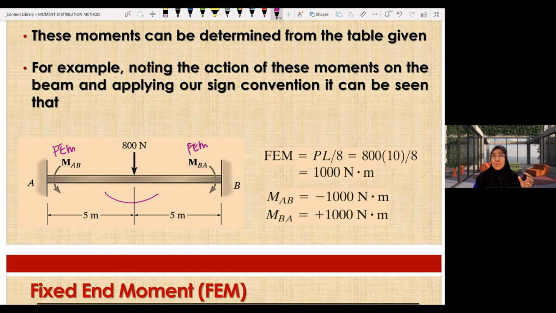Now what we need to do, FEM for AB, we have to compare with the sign convention. Remember, we set the sign convention clockwise is positive. So now FEM for AB is counterclockwise, so FEM AB is negative, and FEM BA, since it is clockwise, is positive. So due to external loading, we will always get FEM with opposite signs. One is negative, another one is positive.